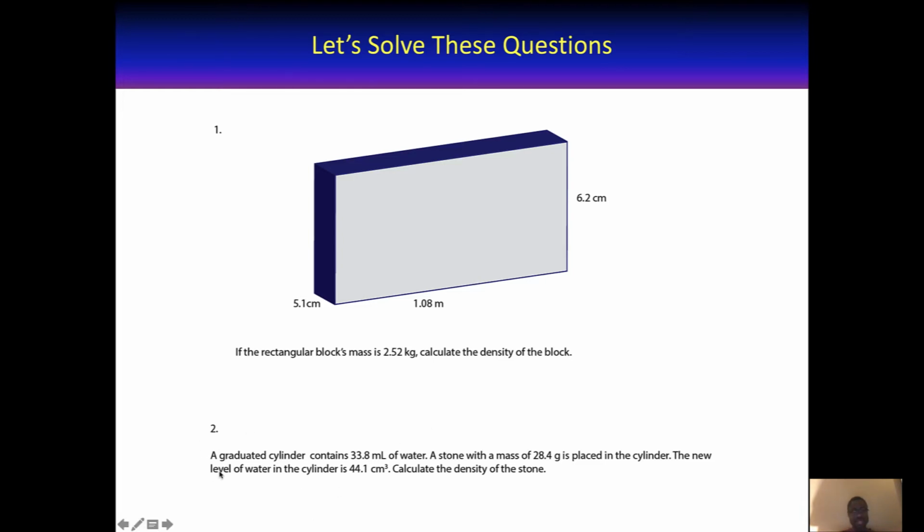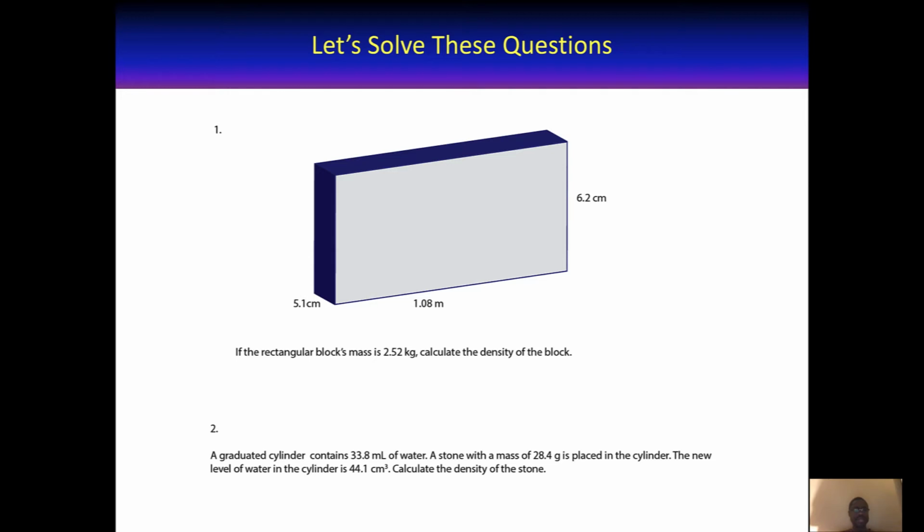Now, the second question is about water displacement. Here, we have a graduated cylinder that contains 33.8 mL of water. This is the initial volume of water. And a stone with a mass of 28.4 grams is placed in the cylinder. The new level of water in the cylinder is now 44.1 cubic centimeters. Calculate the density of the stone.